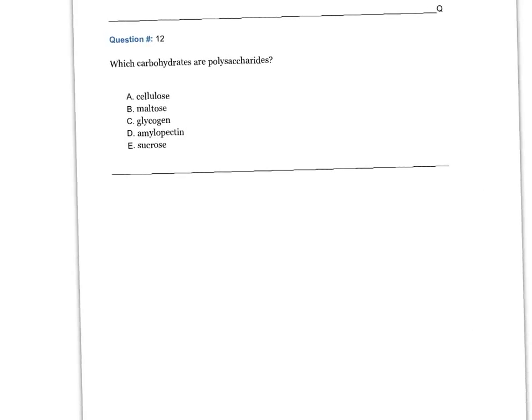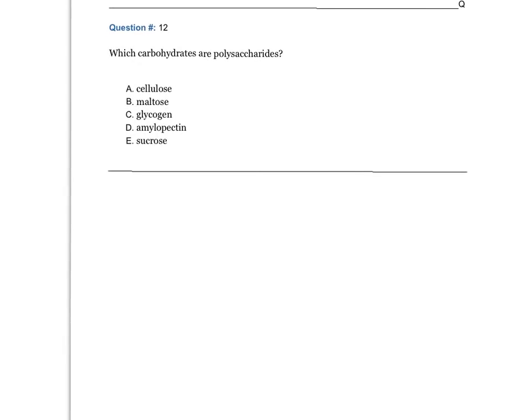Question 12. Which carbohydrates are polysaccharides? The answers are A, cellulose, C, glycogen, and D, amylopectin. Those are all polysaccharides. Maltose and sucrose are disaccharides.